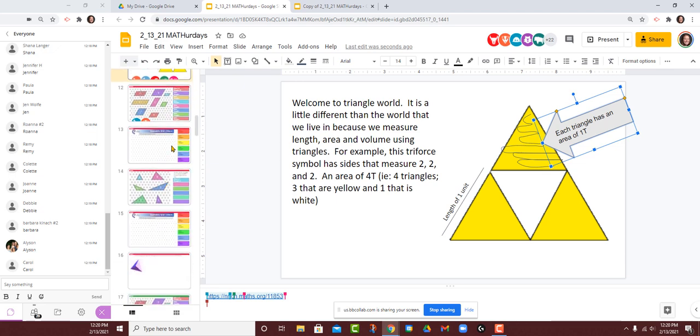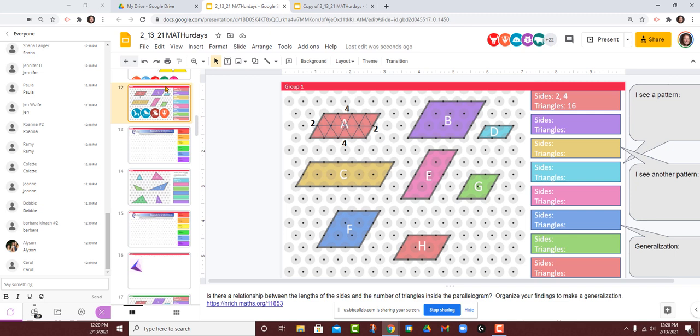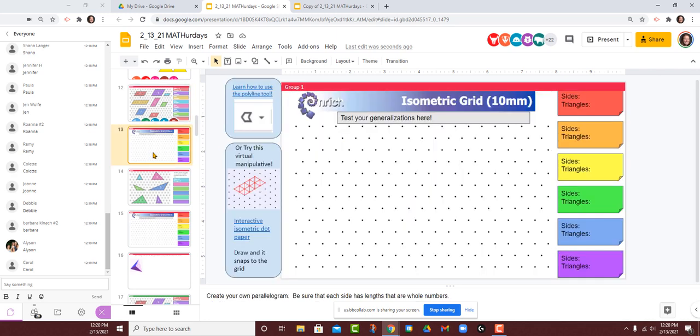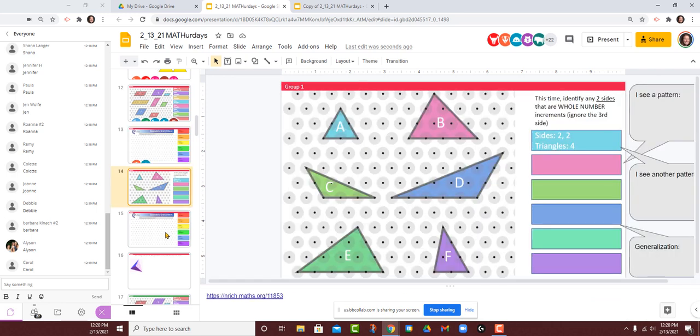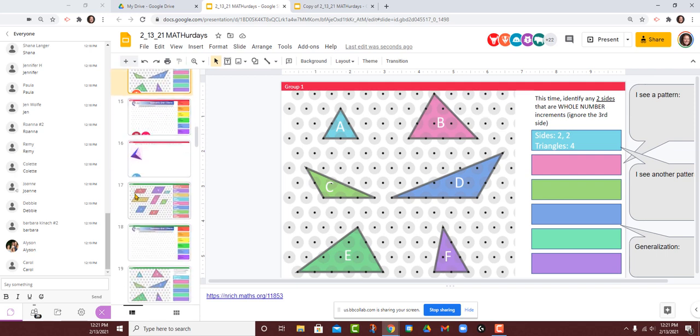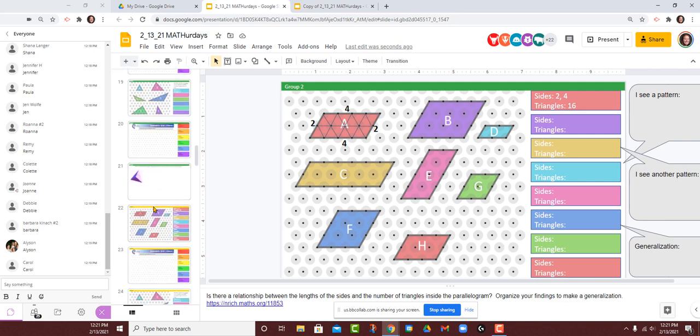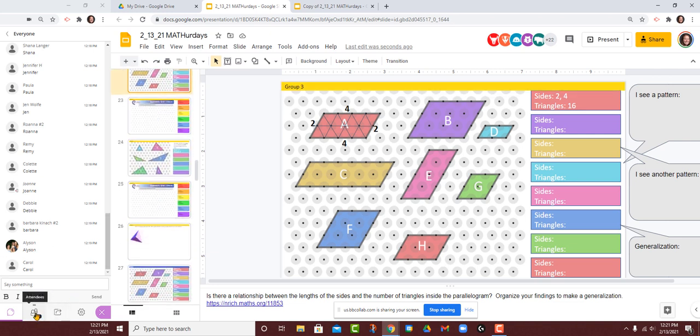In a minute, I'm going to put you in groups. Your task starts if you're group 1 on slide 12. You're going to look at these weird shapes in triangle world, and you will identify the sides and how many triangles would fit inside of it. In other words, length and area. And then there's a place for you to test out any generalizations that you think you made on the next slide. And then you'll do it with triangles, test out generalizations, and then there's a challenge problem at the end. Each group has their own set of slides. If you keep scrolling down, you'll see there's group 3, group 4, group 5, and more.